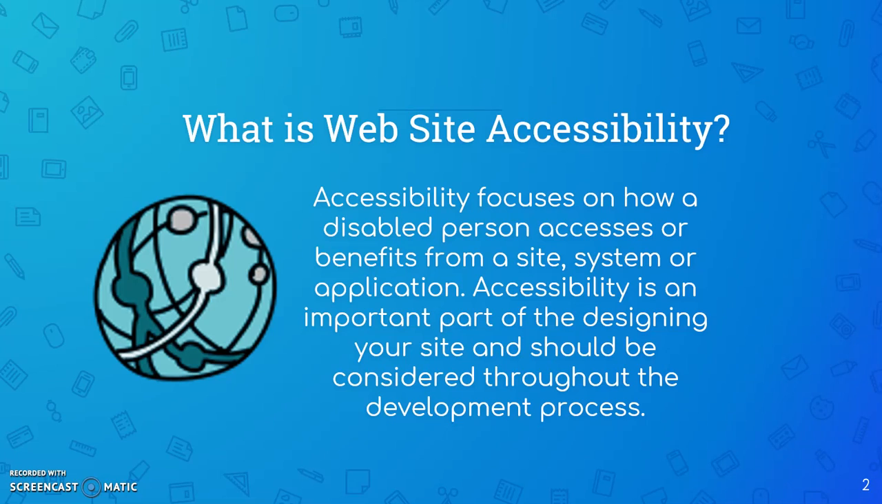Website accessibility focuses on how a disabled person or someone in Yemen can access or benefit from a site, system, or application. Accessibility is an important part of designing your site and should be considered throughout the developmental process. That means that as we're writing our HTML, we're paying attention to what we do so that people who do live in Yemen or can't see or read Braille have access to our information.